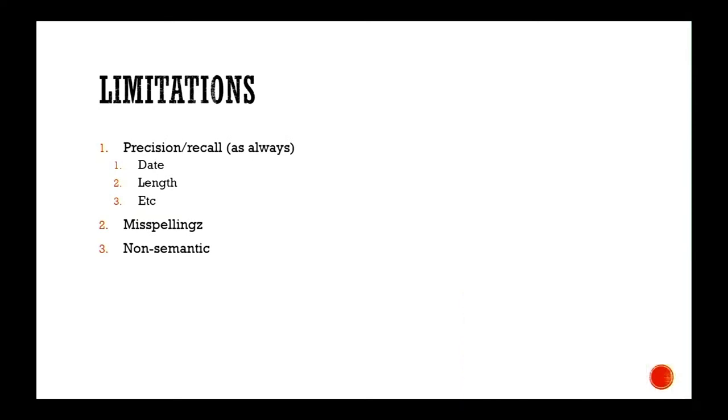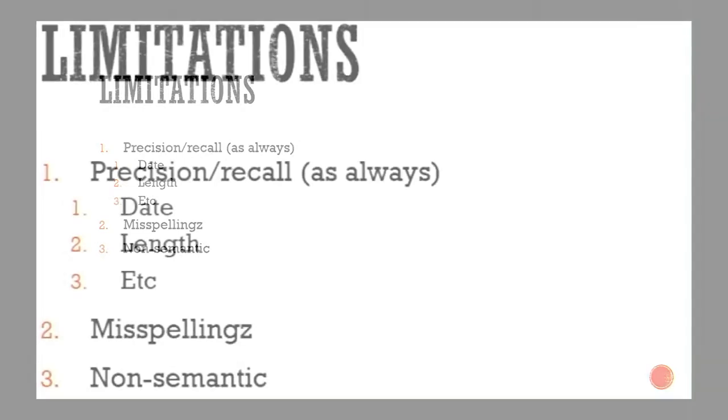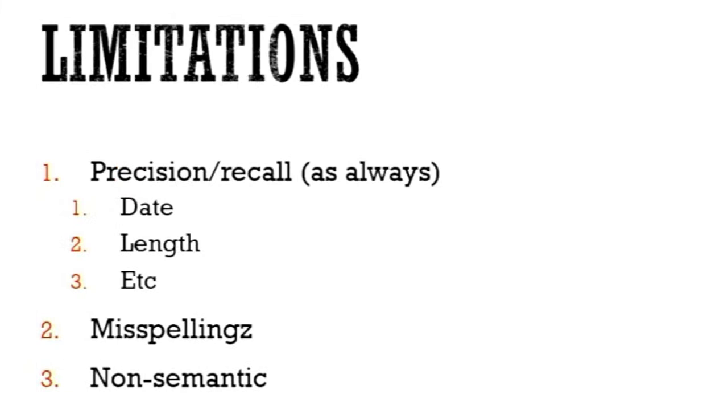Speaking of limitations, one of the classic ones that still happens every time is precision versus recall, meaning how many false positives you are willing to take versus how many false negatives. This is a classic in our world. That's what we live with every day. In our case, we were limited by date and limited by length.